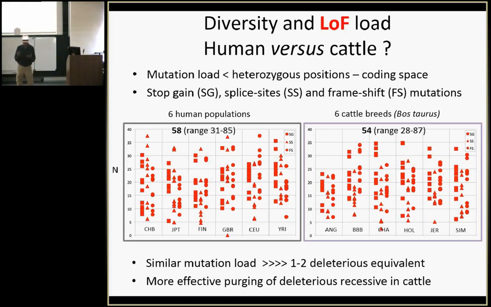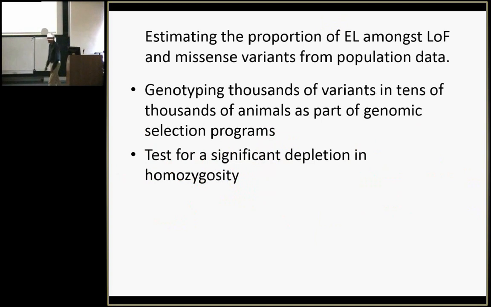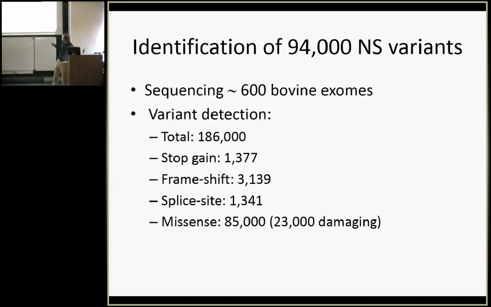But that also told us, if we want, for instance, in human, to find the 5 to 10 embryonic lethals within the 120 loss of function variants, how are we going to differentiate these two? Okay. And so our aim was to now see which ones of all these mutations that we detected would be embryonic lethals. And we could take advantage of the fact that our populations of animals are being genotyped at very large scale for genomic selection, so I'll come back to that later. And so what we did was, out of the 94,000, we took the most interesting ones, the most severe ones, mainly.